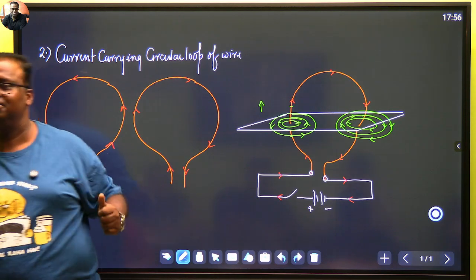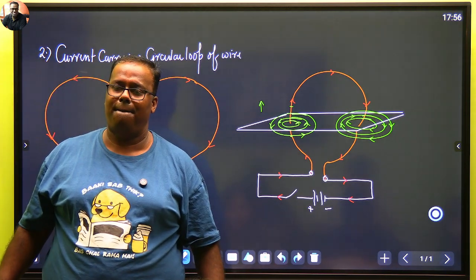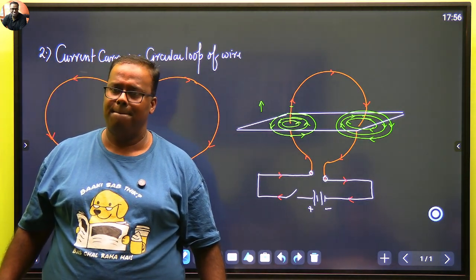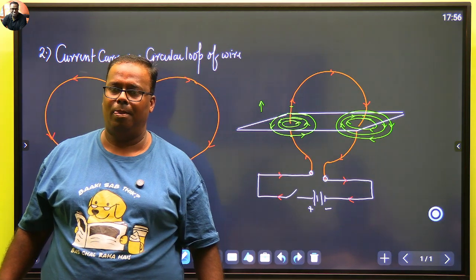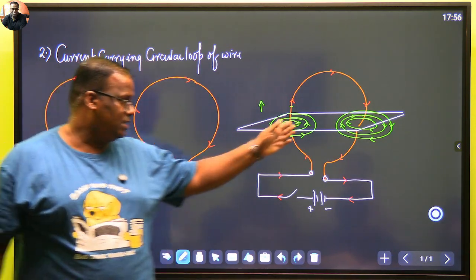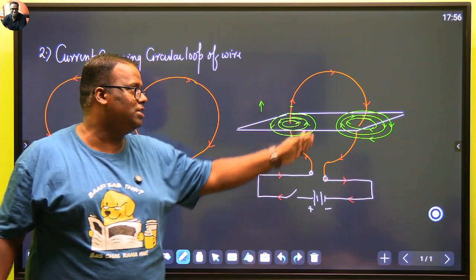Yeah. We observe opposite directions of the magnetic fields. What happens when these magnetic fields occur? Right at the center, you won't find any circular line. It will become straight there.